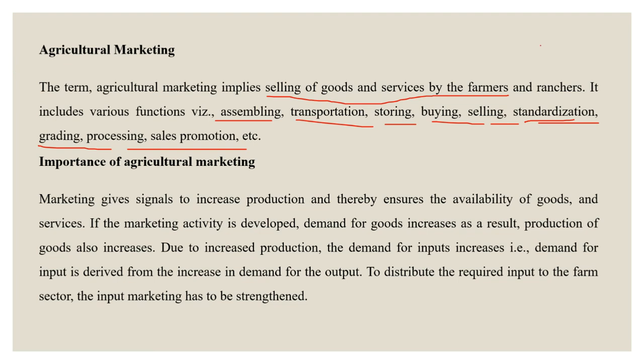Grading is also similar to standardization. Grading is a part of standardization. Processing. Nowadays processing is very useful. In olden days it was not much useful, but now technology is developed, so processing is very useful. Consumers are preferring processed products because they have added value. Processing changes the raw form to an added form. Sales promotion. All this comes under agricultural marketing.